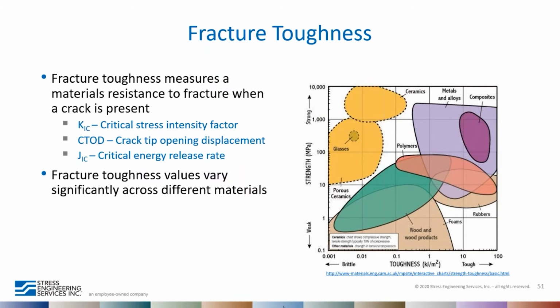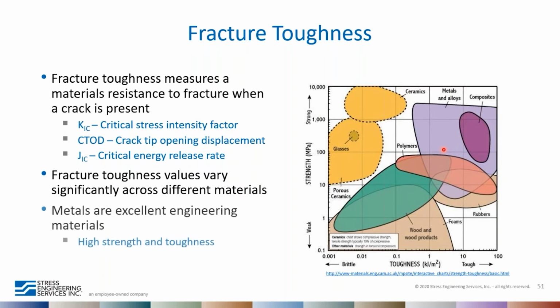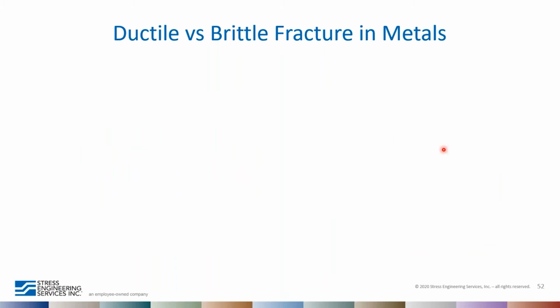Now, fracture toughness varies quite widely across different materials. The plot on the right shows toughness on the horizontal axis with strength on the vertical axis. And you can see various materials used in engineering. Glasses obviously have relatively high strength, but very low toughness. And many of you may have experienced this if you've ever dropped your cell phone. Glass has a fracture toughness of about 1 KSI square root of inch, so it's a relatively brittle material. But on the other end of the spectrum, we have metals and metal alloys, which are both high strength and high toughness. And as a result of that, they are excellent engineering materials and used a lot in the industry.